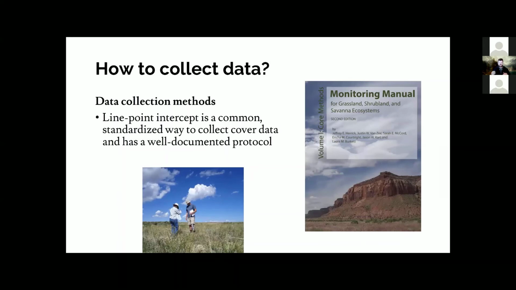So then we move on to how are we collecting our data? Well, we set our objectives that include things like landscape metrics or indicators, which means that we need to be picking out methods that will help us actually get those indicators measured. So we might go to a reference like the Monitoring Manual for Grassland, Shrubland, and Savanna Ecosystems and find that for cover data, line point intercept is common, standardized, and well documented. So we can go ahead and pull that, say that will be one of the things that we will do at each of our survey locations.